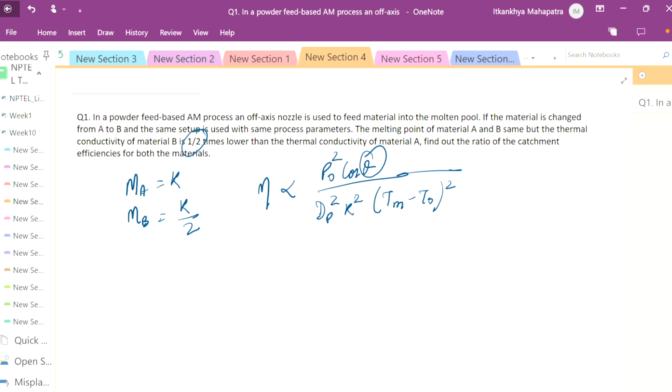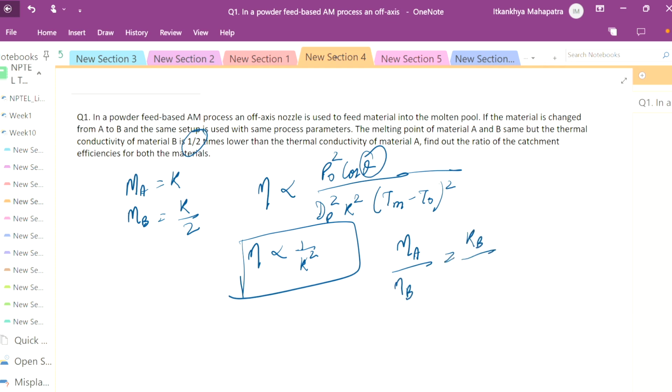So we can see nothing is given. Power is not given, theta is not given, dP is not given, temperature is not given, only K is mentioned. Okay, what we have is K. Now efficiency is inversely proportional to the square of thermal conductivity. So if I have to take the ratio, I have to find it in relation to this thermal conductivity. So efficiency of A divided by efficiency of B will be KB square by KA square.